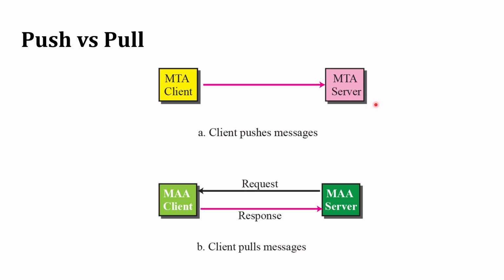Pull: Bob, as a receiver, uses a pull mechanism. He uses message access agents, which allow the client to pull the message from the server. In this approach, the client initiates the request and retrieves messages on demand rather than waiting for the server to push them.